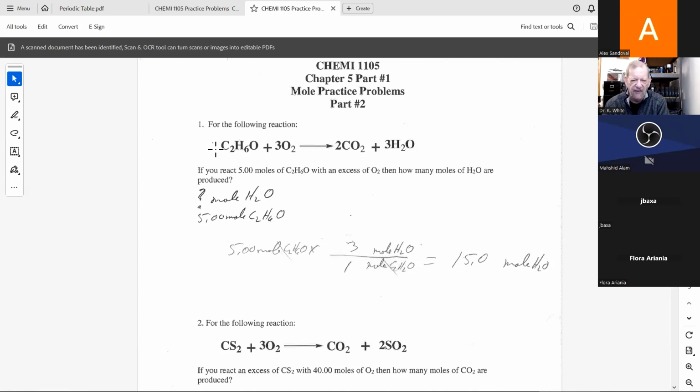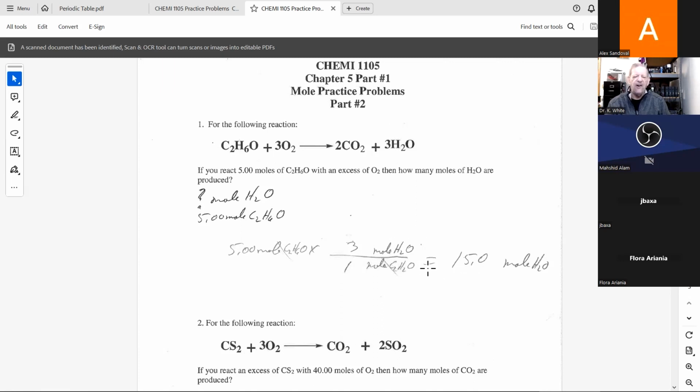So this tells me for every 1 mole of C2H6O, I make 3 moles of water. For every 1 mole of ethanol, C2H6O, I make 3 moles of water. 1, 3. These are exact numbers. And if I do the math, 3 significant figures, exact number, 3 significant figures.